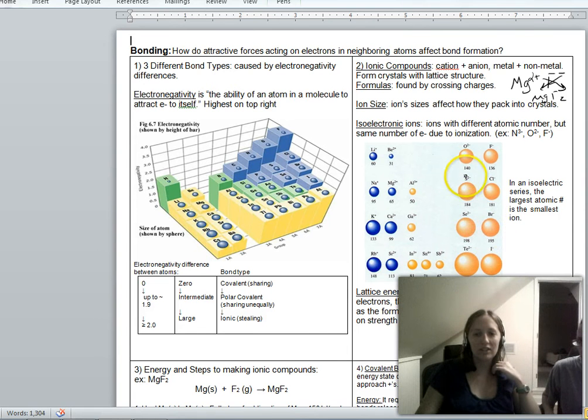So if you, for example, formed something with oxygen and sodium, so sodium oxide, versus sulfur and potassium, potassium sulfide.